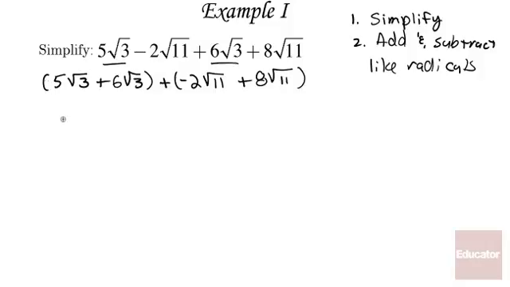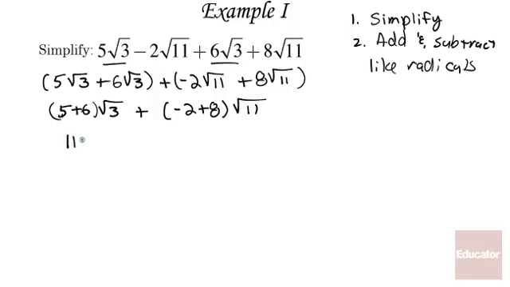Now I'm going to use the distributive property, as I mentioned before, and that will give me 5 plus 6, pulling out this common factor, the square root of 3, plus negative 2 plus 8 times the square root of 11. So I'm just going to go ahead and add. This is 11 square root of 3 plus 6 square root of 11.